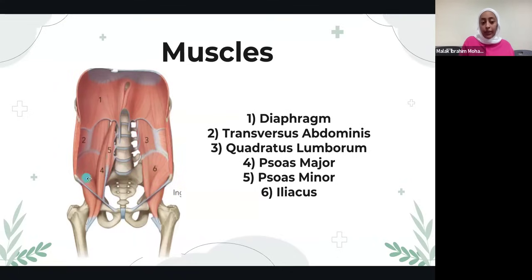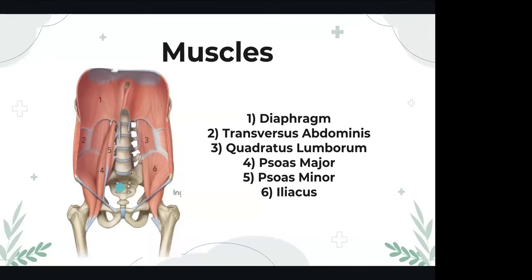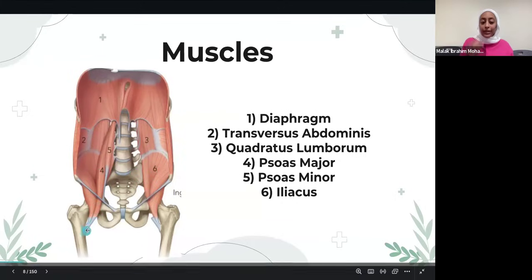The psoas major and iliacus can join together to form a muscle. Anyone knows what's the muscle? Try to connect the 2 names, iliacus and psoas major. Iliopsoas? Exactly, iliopsoas. And do you know where this iliopsoas attaches? You can look at it here.